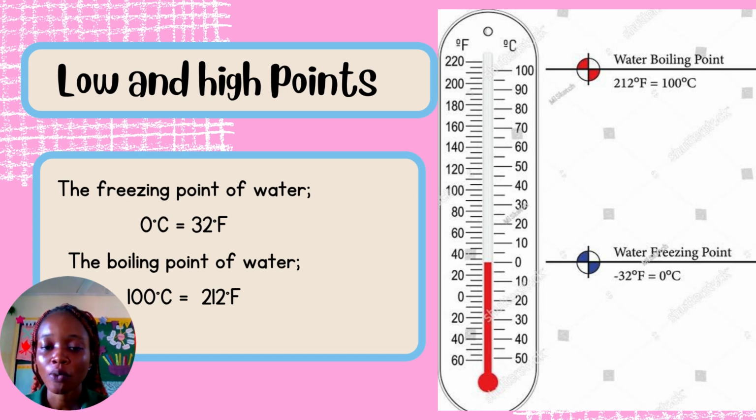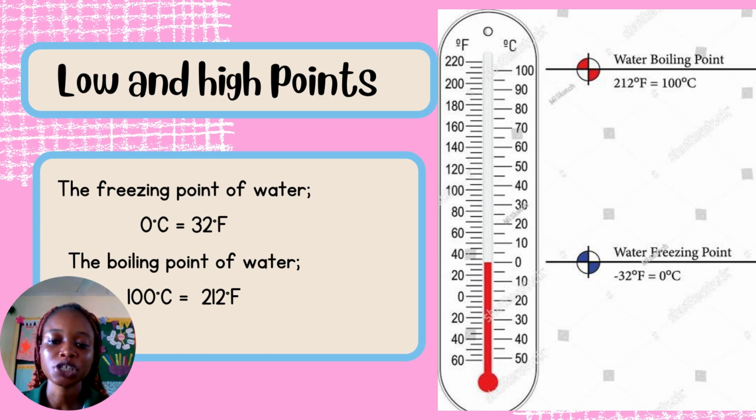When we talk about temperature, we have what we call the low and high points of temperature. The low and high points of temperature are usually measured with the freezing and boiling points of water. Water freezes, which is the state at which it becomes an ice block, at 0 degrees Celsius on the Celsius scale and 32 degrees Fahrenheit on the Fahrenheit scale. The boiling point of water is 100 degrees Celsius on the Celsius scale and 212 degrees on the Fahrenheit scale. These are what we refer to as the low and high points.